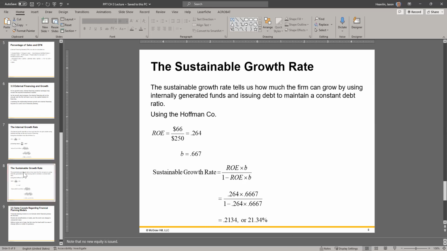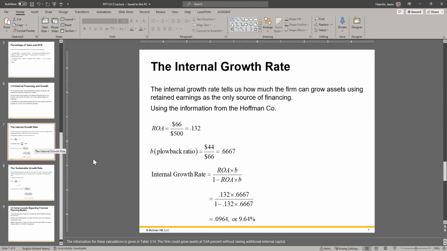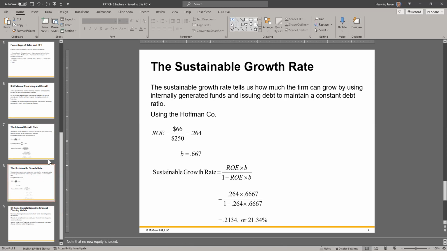So how do we interpret these two numbers? If you're between 0 and 9.64%, you can do it with in-house financing, just retained earnings. If you are between that 9.64% and 21.34%, now you can do it with internal financing, retained earnings, plus you'll need to raise capital through debt. You'll need to go external. Now, anything above 21.34%, you may have to use other sources of financing like selling equity or changing your capital structure to borrow more money.